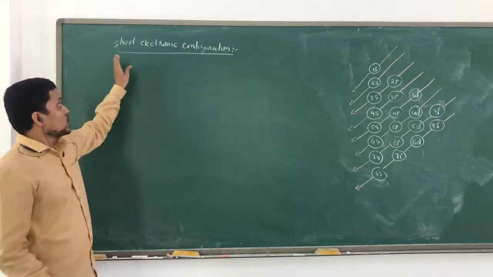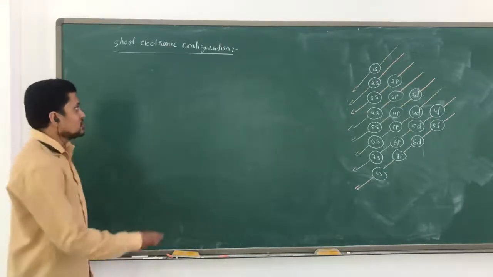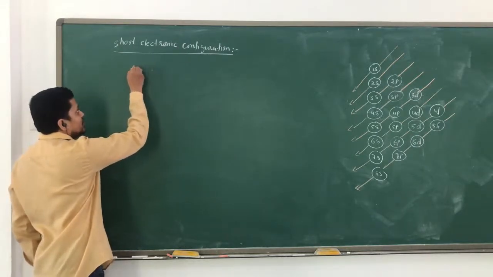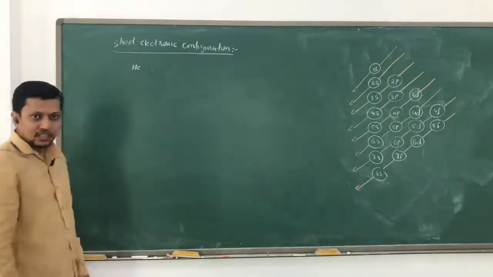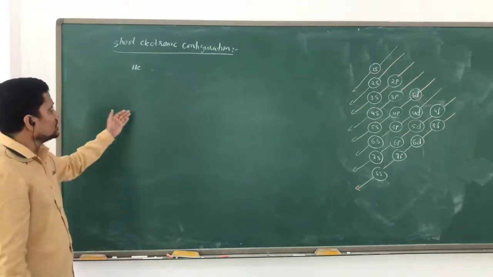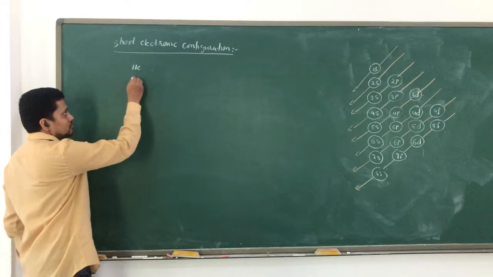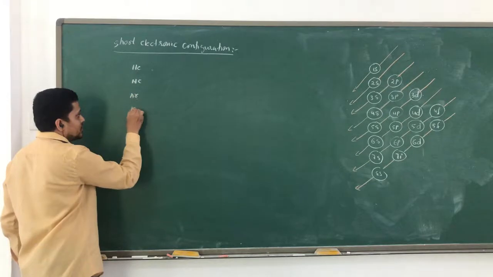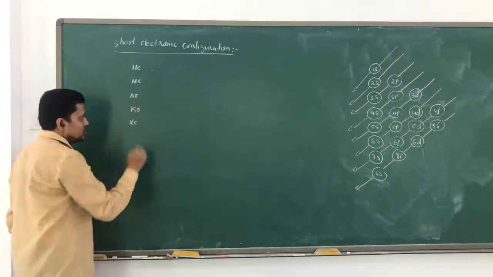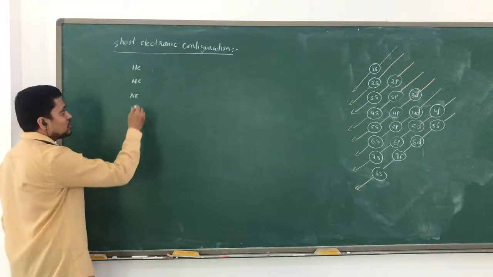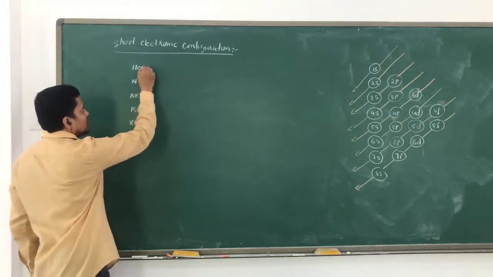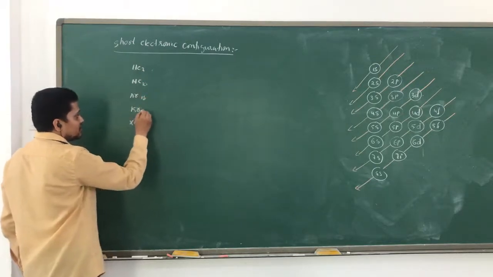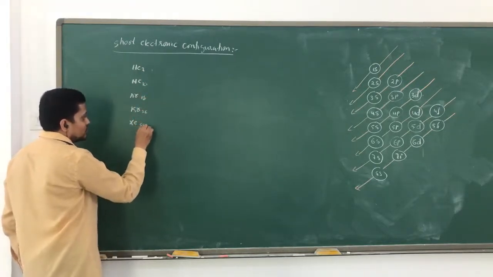For the short electronic configuration, we must go for noble gases, that is these elements: helium, neon, argon, krypton, xenon. We must know the electronic configuration of these elements. The atomic number of helium is 2, neon is 10, argon is 18, krypton is 36, xenon is 54.